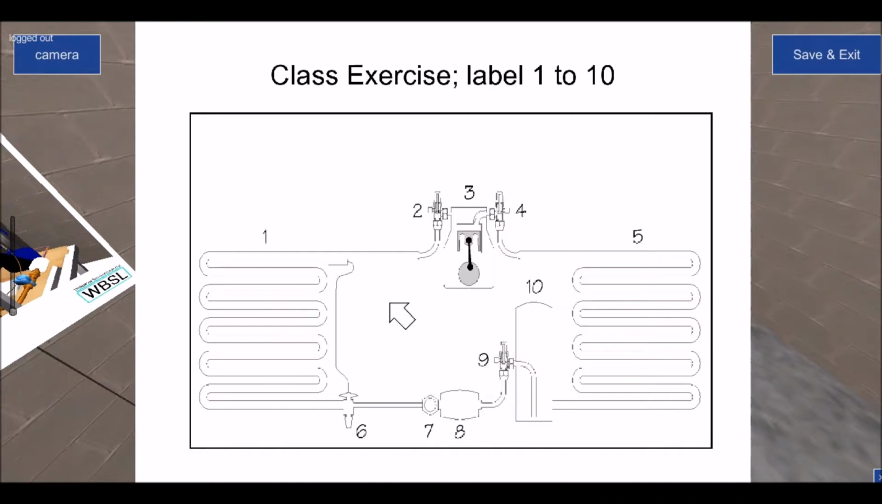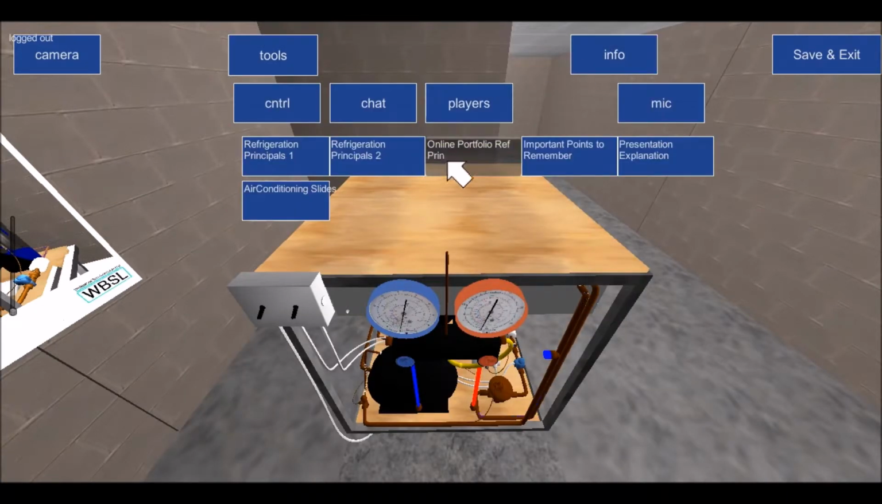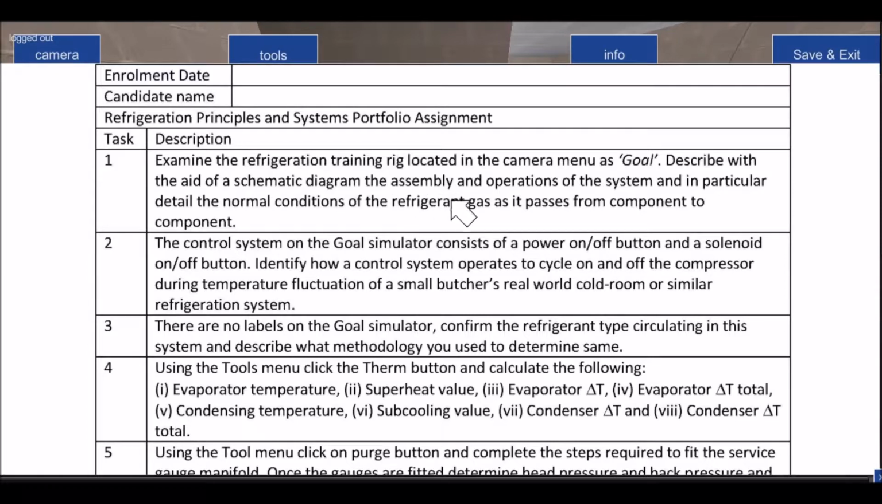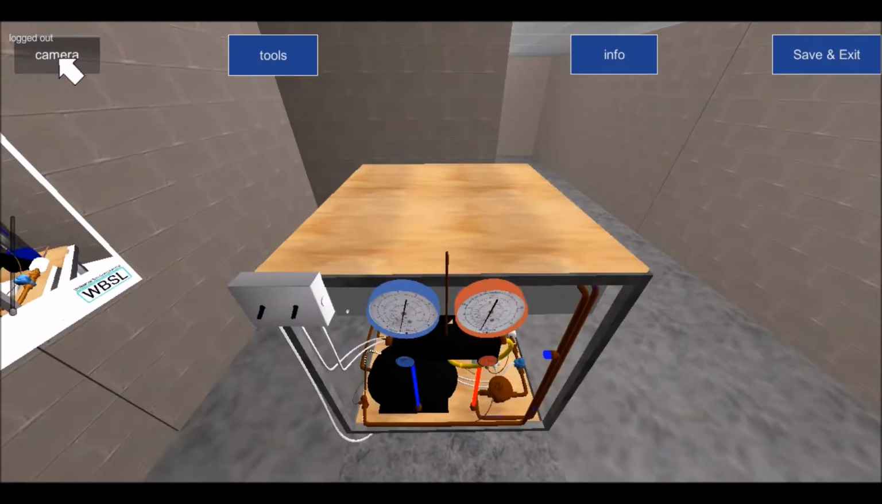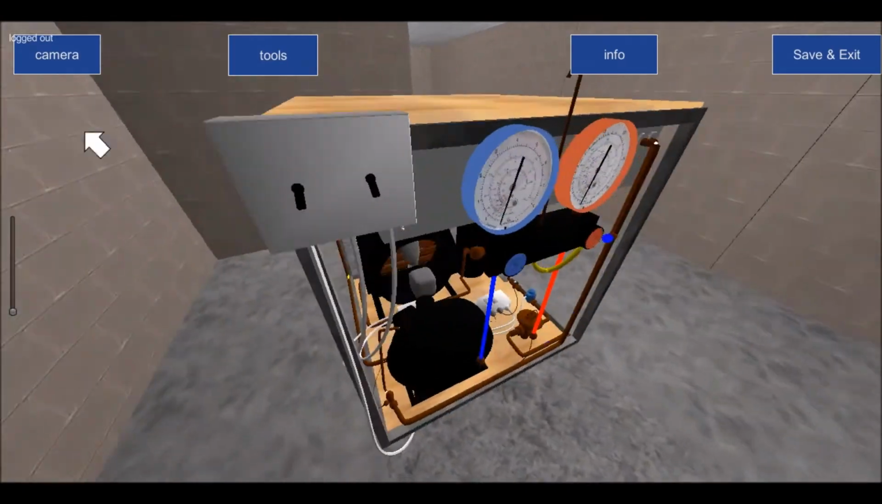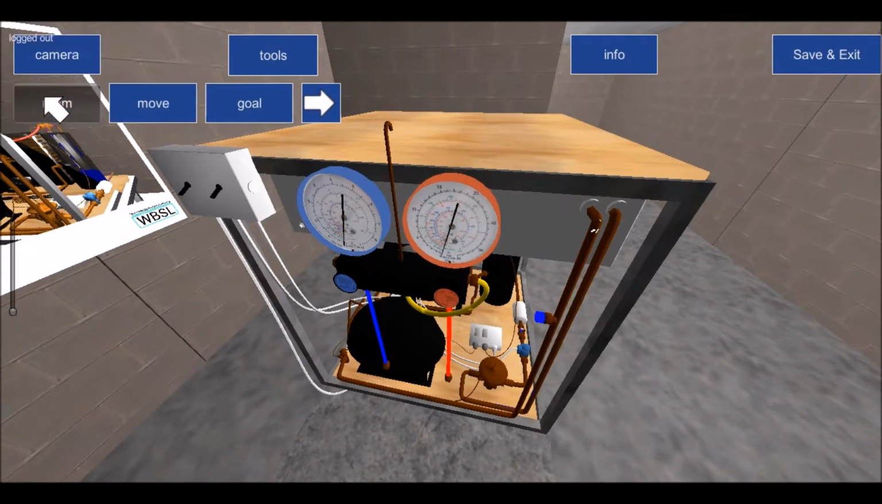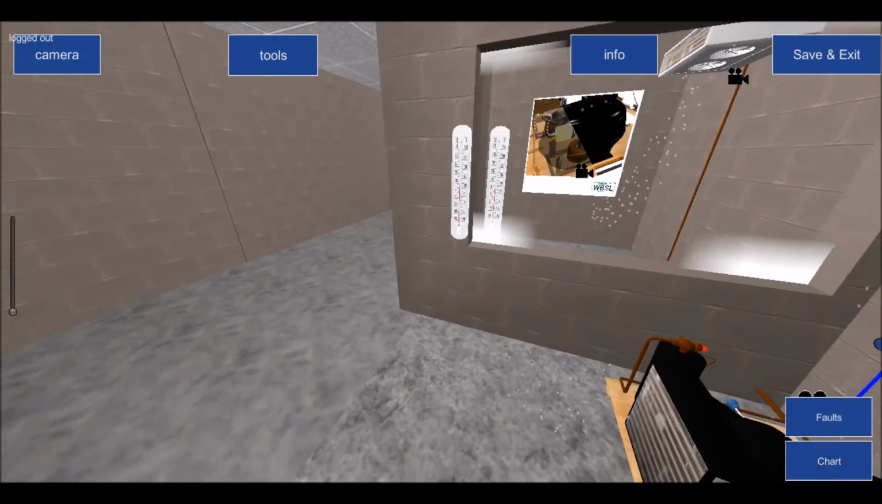The diagram is supposed to help you explain what's going on. So if we go back to the portfolio, the portfolio is basically saying here to examine the refrigeration training rig. So if they go into camera, goal, we end up in this view here, which is this rig sitting on the bench, which is similar to the rig that we have. Now if I go, for example, camera, room, I'm in the cold room.